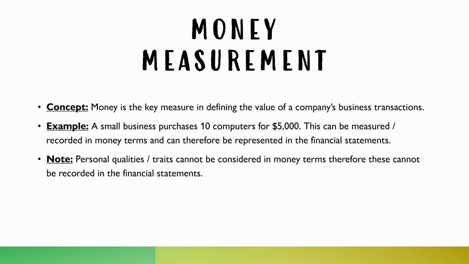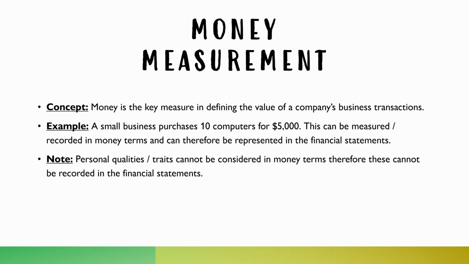The next accounting concept is about money measurement, which essentially interprets that money is the key indicator in defining a company's business transactions for the purposes of processing financial transactions to be illustrated in the financial statements. For example, say a business decides they are expanding their office space, so they need 10 new computers which they bulk buy from a computer manufacturer for $5,000 in total.